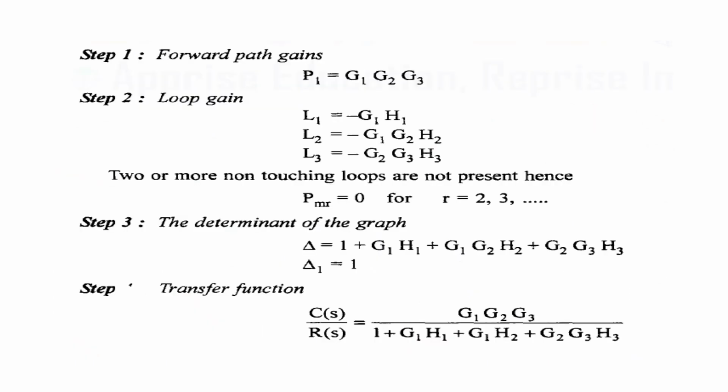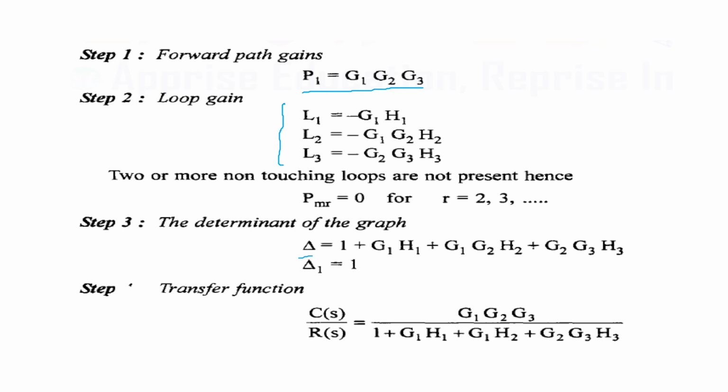So P1 is G1 G2 G3, one forward path, and I have got three loops, L1, L2 and L3. When I compare L1 with L2 and L1 with L3, they both touch because they have a common gain, G1. When you compare L2 with L3, you have G2 as common. So all the loops touch each other, so there are no non-touching loops.